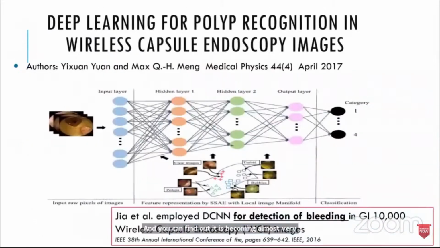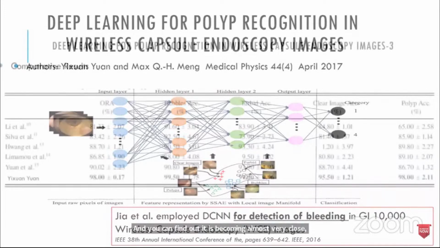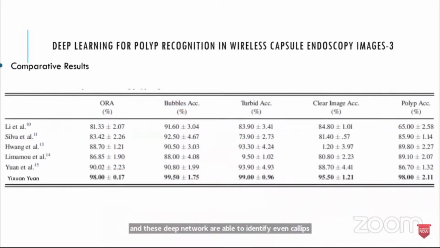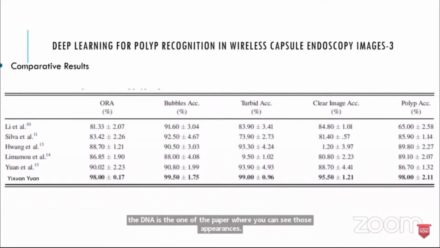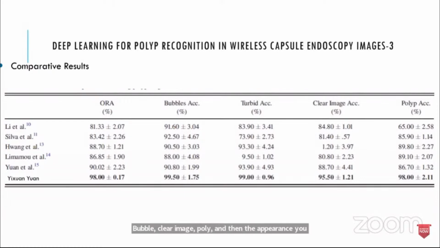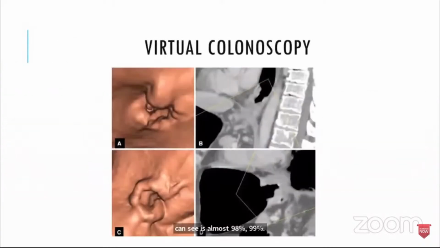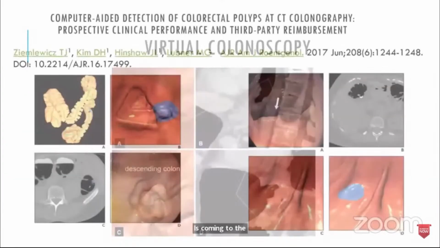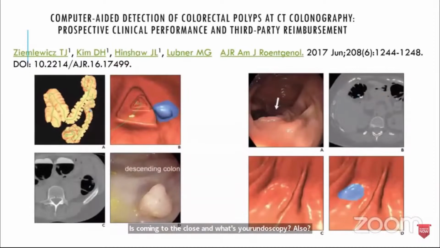And these deep networks are able to identify even polyps. This is one of the papers where you can see those appearances: bubble, turbid, clear image, polyp, and the accuracy you can see is almost 98%, 99%. It's coming close. And virtual endoscopy, we also do the same thing. And I think computer-read colorectal polyps, we can do that here.